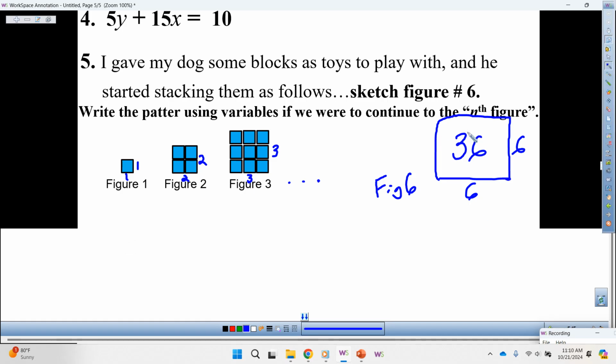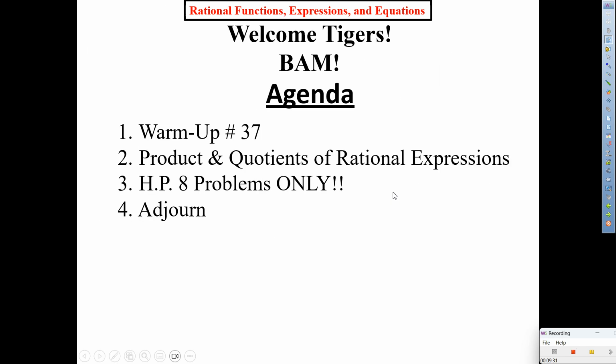Send me your warm-up, please, if you haven't already. Copy the agenda. Warm-up number 37, product and quotient of rational expressions. Tonight's home play, 8 problems only. Copy that, please. All right, once again, warm-up number 37. We're done with that. Product and quotients of rational expressions. Product meaning multiplication, quotients, division. But today's focus, we're only going to do multiplication for the sake of slowing it down a little bit and going step by step.